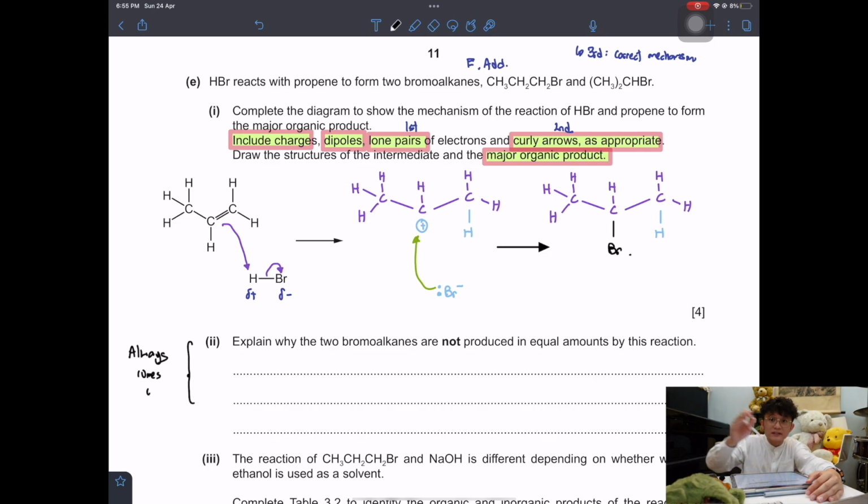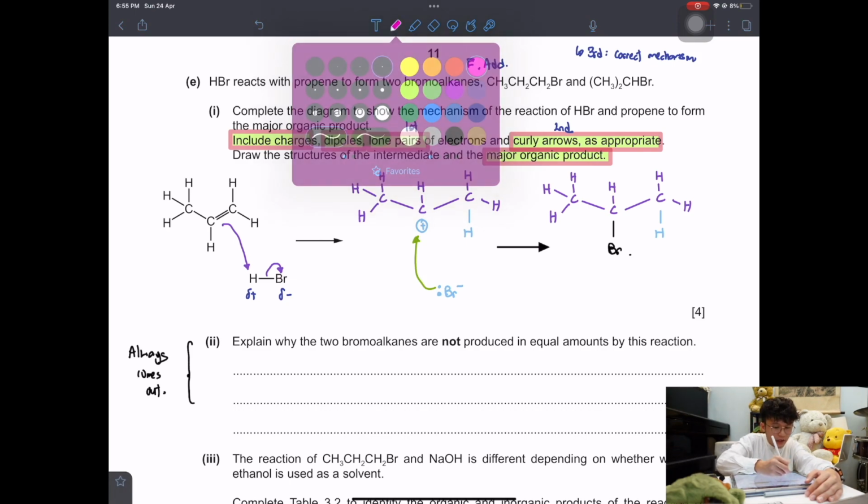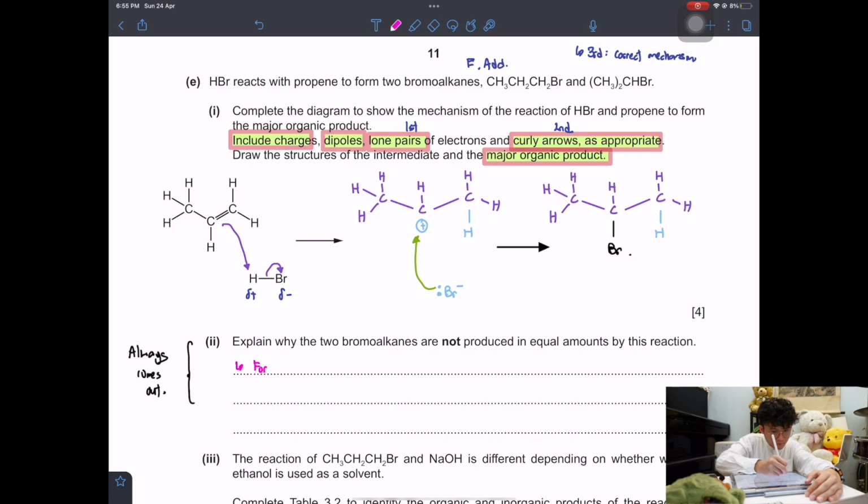Okay, so the answering technique is always the same. You need to tell me which carbocation ion is formed and why it is formed, because it's more stable or less stable. That's it. So I can say that the formation of a secondary carbocation ion is more stable than the primary carbocation ion, right? It's always the same.